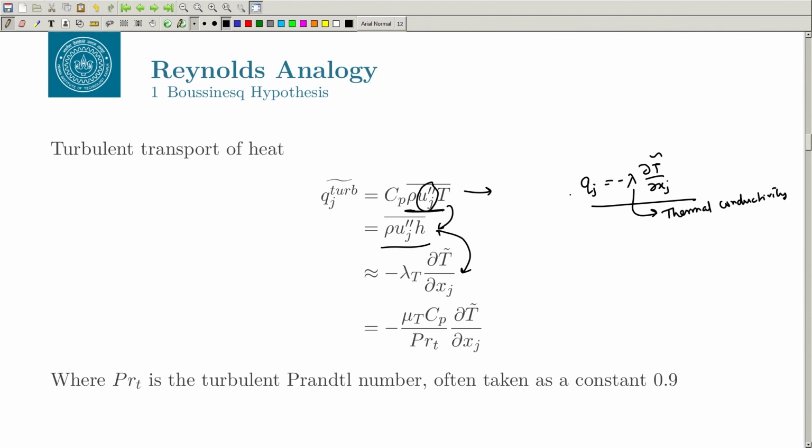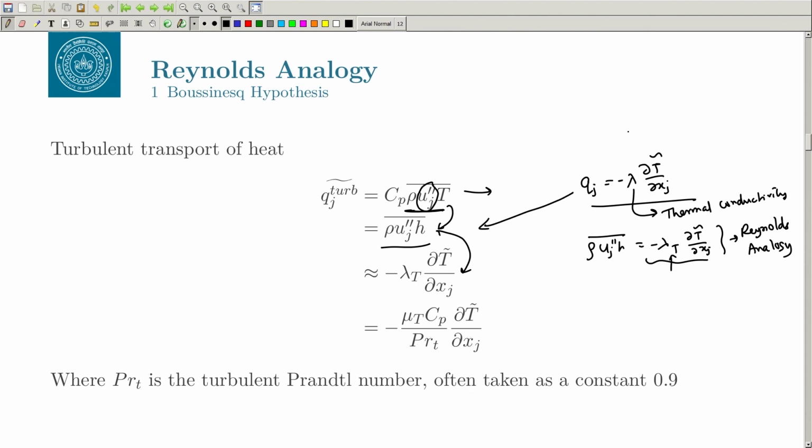So, we will use a similar definition and we will say that our turbulent transport of heat is given by rho u j double prime h is given by a turbulent thermal conductivity which is acting on the temperature gradient, right, and that is how it is getting transported. So, this is by Reynolds analogy, which relates the flow gradient or the velocity gradient to the temperature gradient, right. Now, our unknown is what is the turbulent thermal conductivity, right.